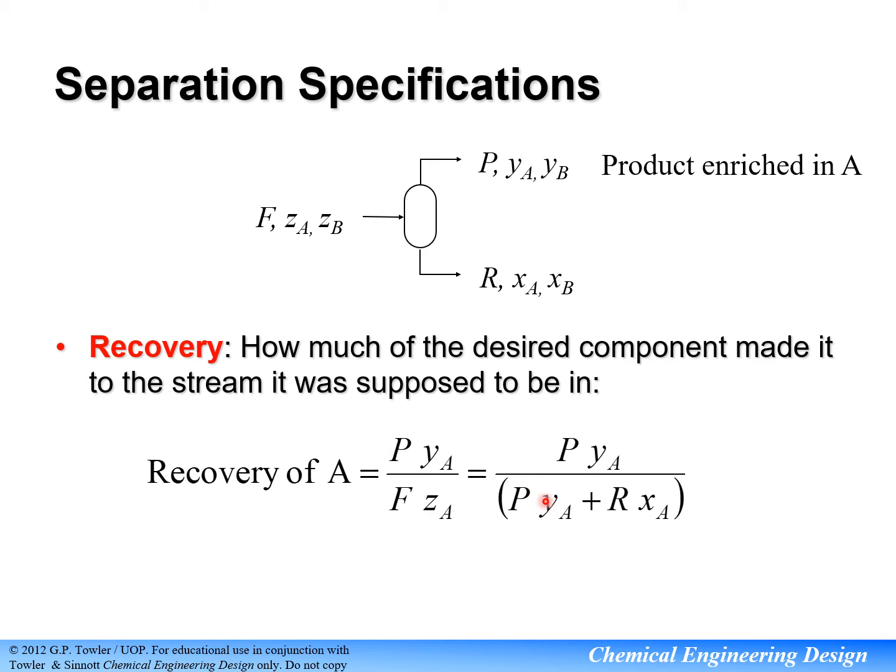The flow rate of feed is the same as the mass flow rate of P plus the mass flow rate of R. So we can expand it by multiplying the product flow rate with the mole fraction of vapor, plus the recovery with the mole fraction of liquid.